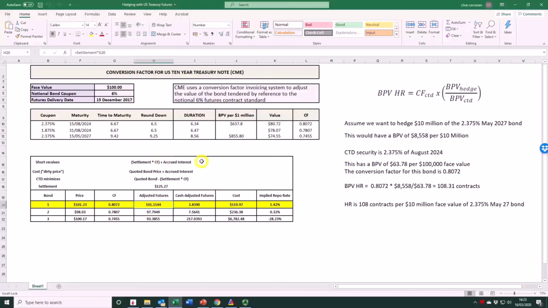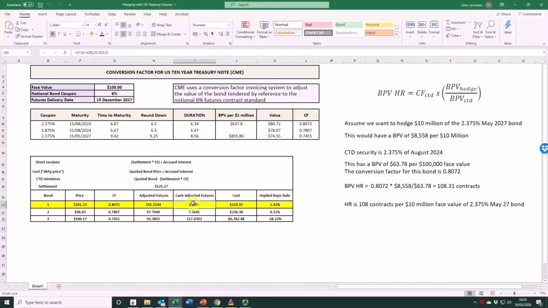We have to take into account the fact that the bond will have earned some interest from the period when the last coupon was paid. And this adds another kind of element of complexity to the calculation, but it is relatively straightforward. We can see that the cost, the dirty price for this bond, in other words, the clean price plus the accrued interest, is here. And the idea for the cheapest to deliver bond is that you want to minimize the difference between the quoted bond and the settlement multiplied by the conversion factor.